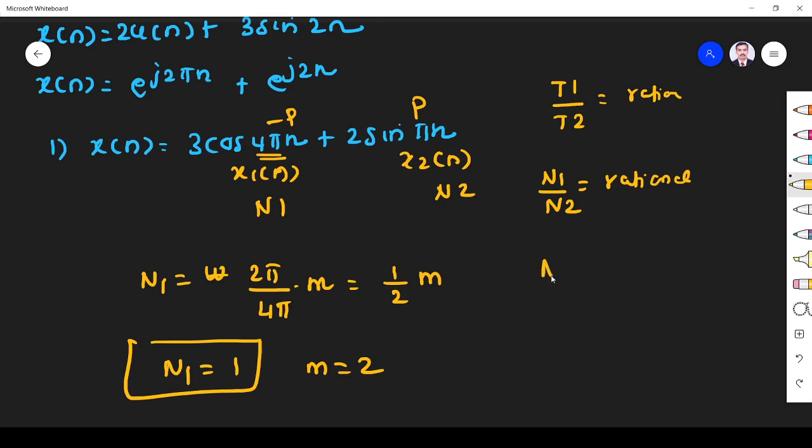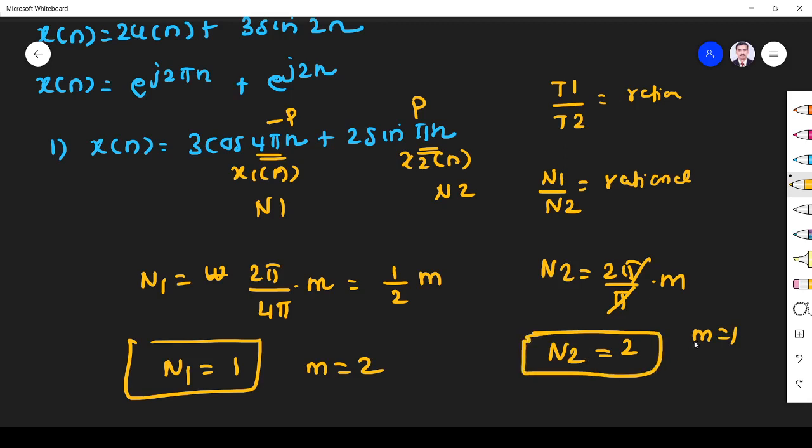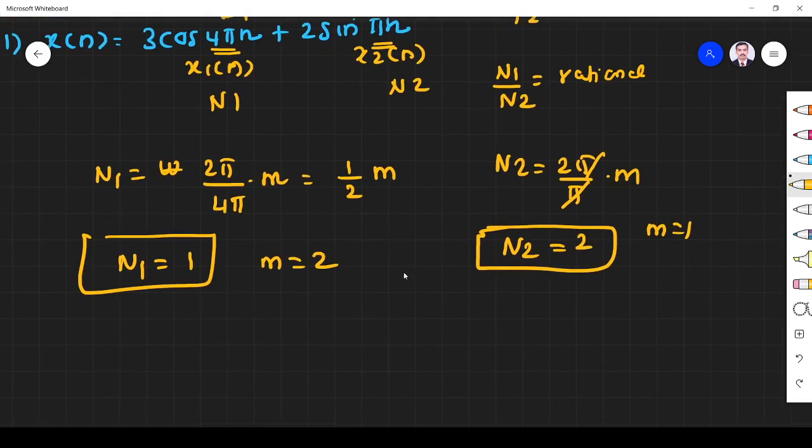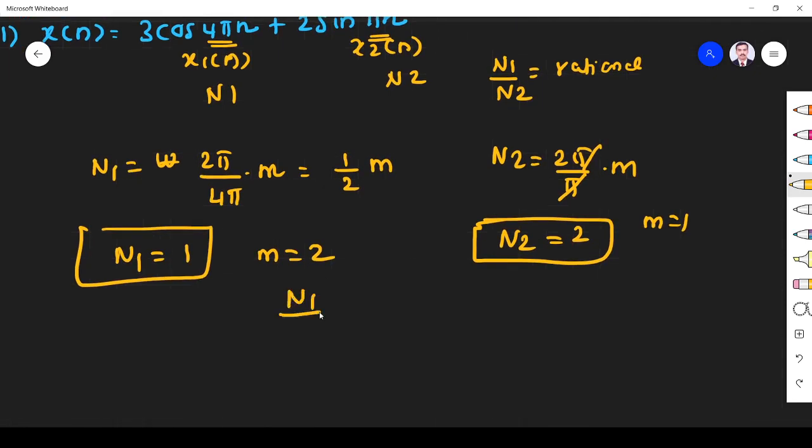For this, we go to n2, 2 pi by omega. Omega is nothing but pi into m. So pi cancels, and n2 is equal to 2. When you substitute m is equal to 1 itself, we get an integer value. So n is an integer, m is an integer, so it is a periodic signal with the period 2. Now we can check n1 by n2, which is a ratio of integers, 1 by 2, so it is periodic. Our signal is a periodic signal.